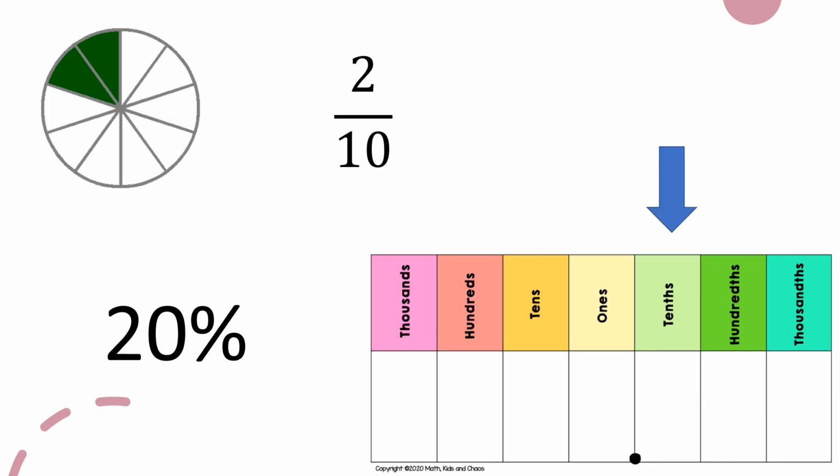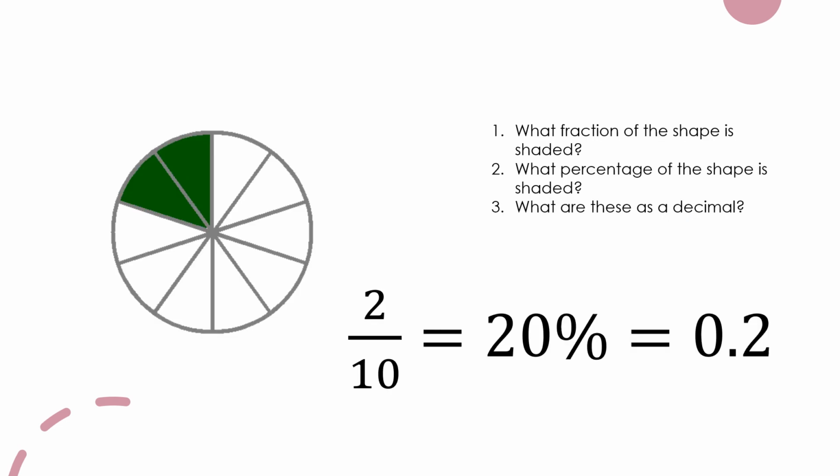If I wanted to convert the fraction into a decimal, I know my place value columns, and I know that I'm looking for 2/10. So if I put my 2 into the tenths column, like the arrow shows, I can see that 2/10 is equal to 0.2, so I have my answer. Now I know that 2/10 is equal to 20%, which is equal to 0.2.